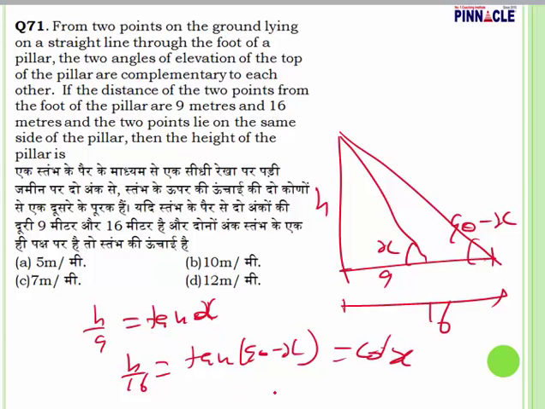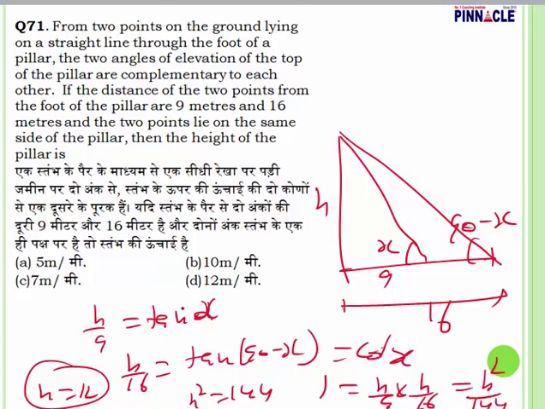Tangent X into cot X is equal to 1. So H by 9 into H by 16 is equal to 1, so H square is equal to 144, and H would be equal to 12. H is equal to 12. Answer is D.